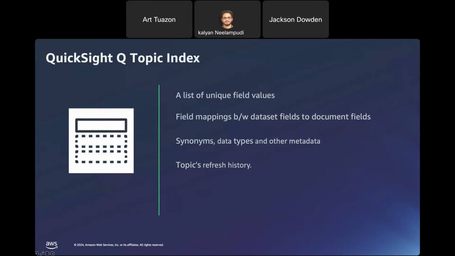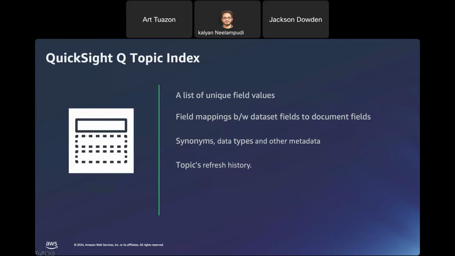So a little bit more on the index itself. Like we mentioned, the index is an internal index that QuickSight maintains to help power these natural language queries against the data in a Q topic. It does not actually store a copy of the underlying data set itself. And going through a little bit of this list, a list of the unique field values for each field is included in the topic data set, but the actual raw data from the data sets remains stored separately. And again, this allows QuickSight Q to understand the possible values that a field can contain.